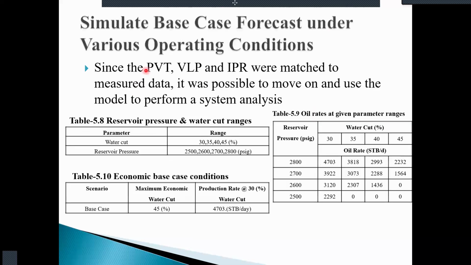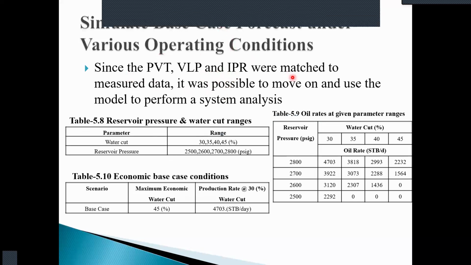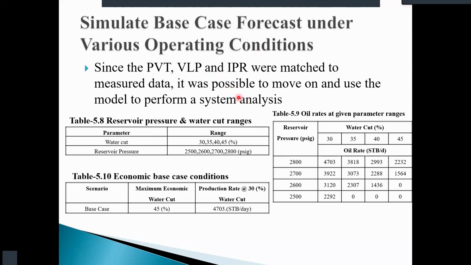The base case forecast under various operating conditions: since the PVT, IPR and VLP were matched to measured data, it was possible to move on. The water cuts we have chosen are 30, 35, 40, and 45, and reservoir pressures 2500, 2600, 2700, and 2800 psig. The base case is 45% water cut and 4703 STB per day. For these four water cuts, look at the oil rates. For a water cut of 30% and a pressure of 2800, we got 4703, which is the base case. But for a water cut of 45% and a reservoir pressure of 2500, it is 0. We are not getting anything.